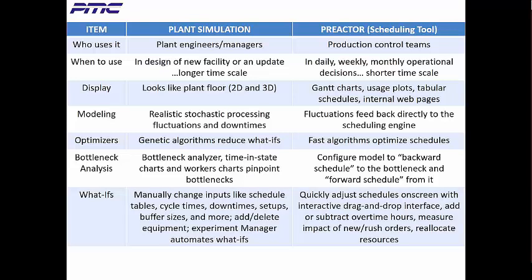What-ifs in Plant Sim include the ability to change inputs like schedule tables, cycle times, downtimes, setups, and buffer sizes. You can also add or delete equipment to see their effect on throughput, and an experiment manager lets you automate the what-ifs. On the other hand, Preactor lets you adjust schedules on screen with a very nice drag and drop interface. You can also add or subtract overtime hours, see the impact of new or rush orders, and reallocate resources.